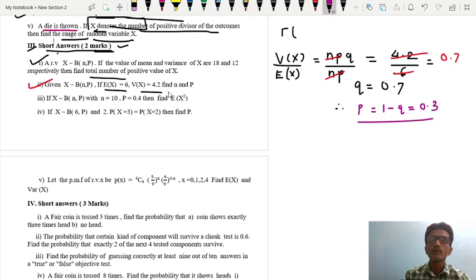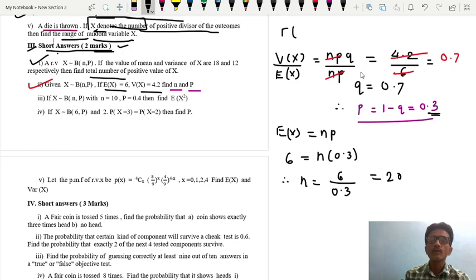We have to find n and p here. So p you have got, so how do we find n? We use E(x), which is equal to np. p is 0.3, and E(x) is given as 6. Therefore n is equal to 6 divided by 0.3, which will be 20. So we are getting n equal to 20 and p equal to 0.3. Yes, done. Now we attempt the next question.